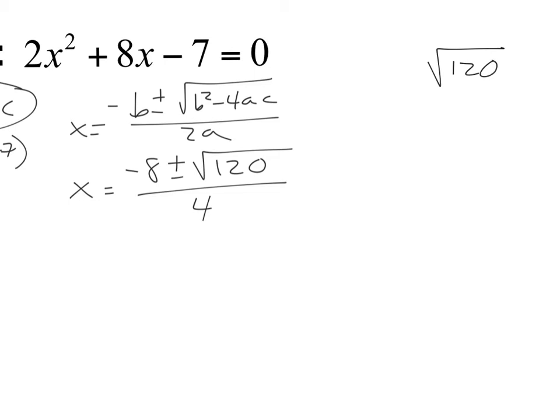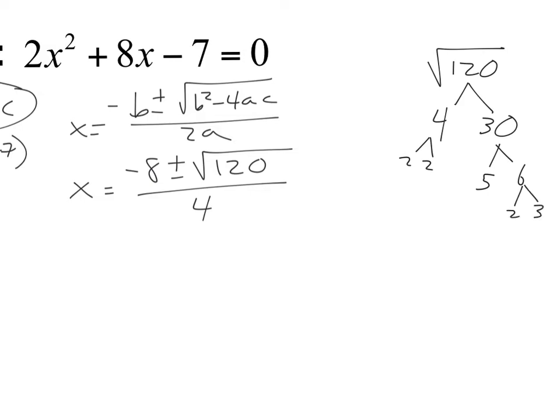If I have the square root of 120, let's see if I can make a little factor tree here. I know that I could take out a 2, but I think I could also take out a 4. So let's take out a 4. 120 divided by 4 would be 30. So I got 4 and 30. Well, 4 breaks down to 2 and 2. 30 breaks down to 5 and 6, and 6 breaks down to 2 and 3.